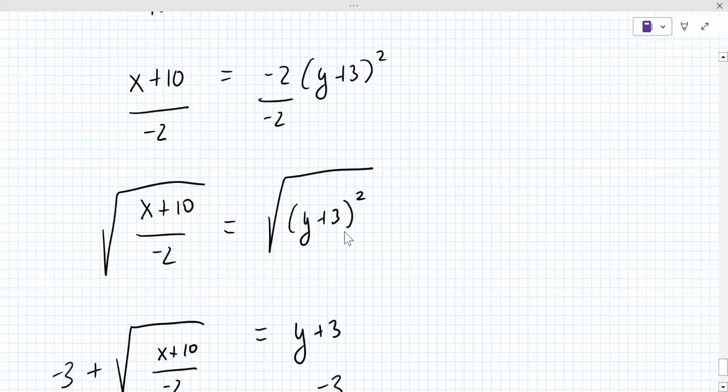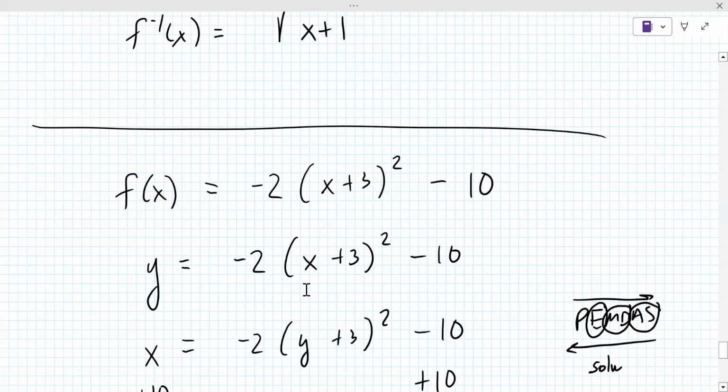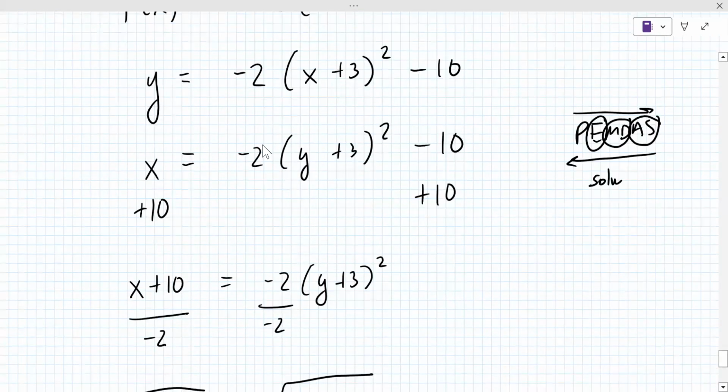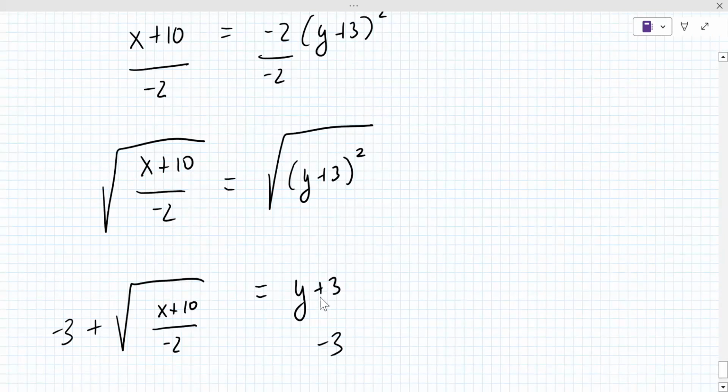And is that the answer? That's the answer. Let's just review here real quick. Just like the previous problems, we switch x and y. X became y, y became x. Order of operations, you undo addition, subtraction, before multiplication, division. Okay. Then you took a square root, and then you have to undo this last thing.